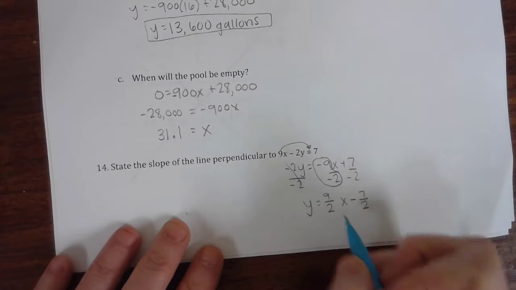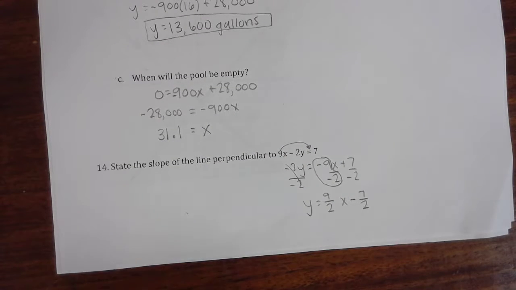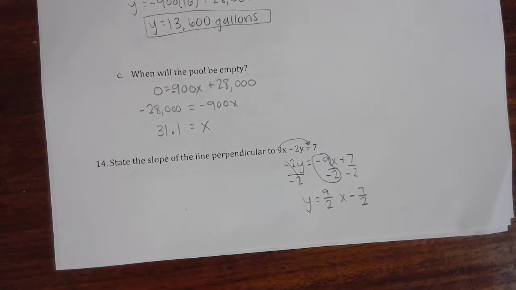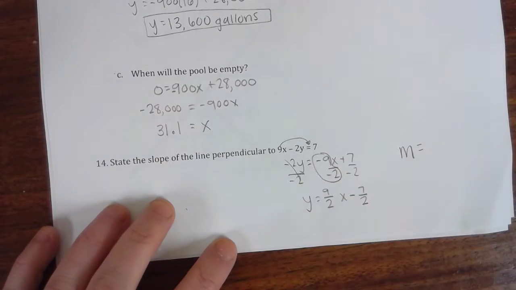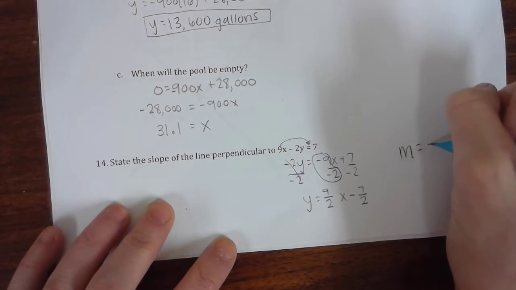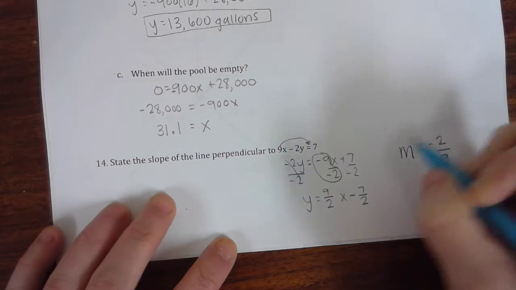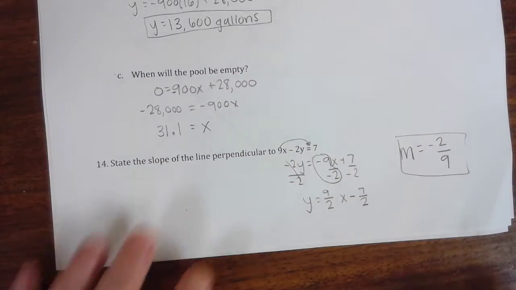Okay? If you want the slope of the line perpendicular to this, remember for perpendicular lines, it's the negative reciprocal. We're going to flip it and change the sign. So for my answer, you need to put the slope of your new line is going to be negative 2 over 9. Just flip it and change the sign.